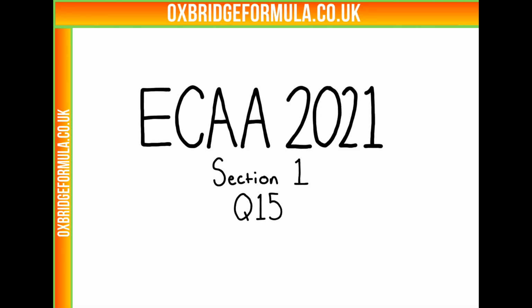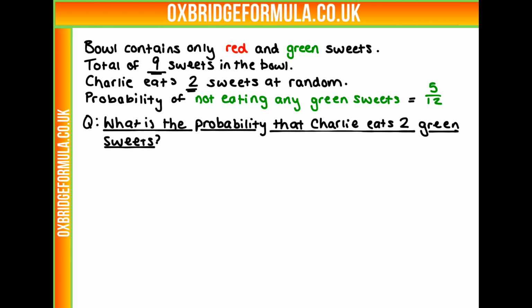This is ECAA 2021, Section 1, Question 15. So this question tells us we have a bowl containing only red and green sweets. There is a total of 9 sweets in the bowl. Charlie eats 2 of the sweets at random, and the probability of not eating any green sweets is 5/12. And what we have to find out is what is the probability that Charlie eats 2 green sweets.